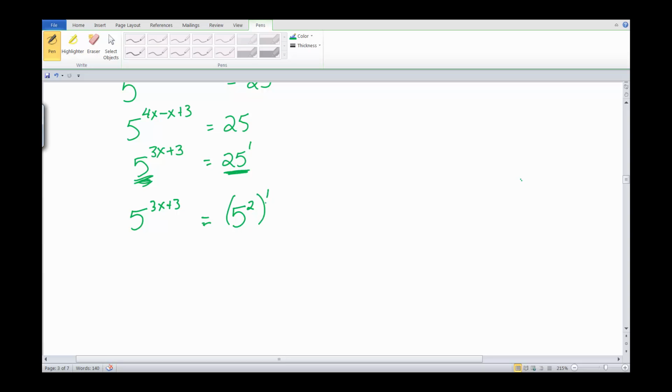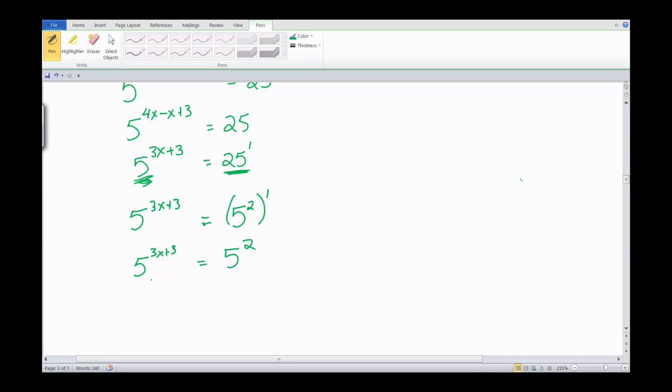Right now it's not going to play too much of a role, but maybe this has an exponent at some point, and then you would have to work with the power to a power property. That's why I'm showing this step. So we end up with 5 raised to the 3x plus 3 equals 5 to a power to a power, multiplying those two. So we end up with 2 times 1, which is just 2.